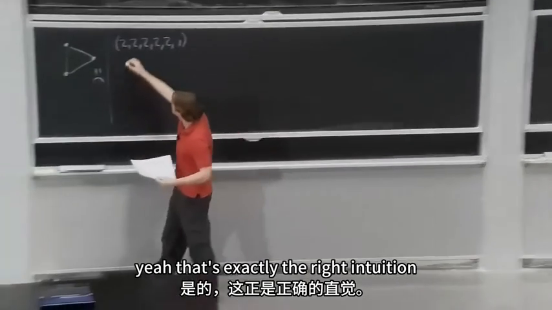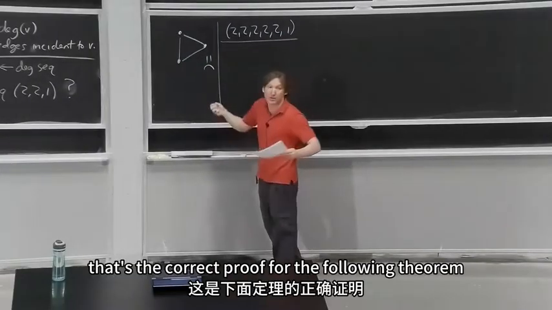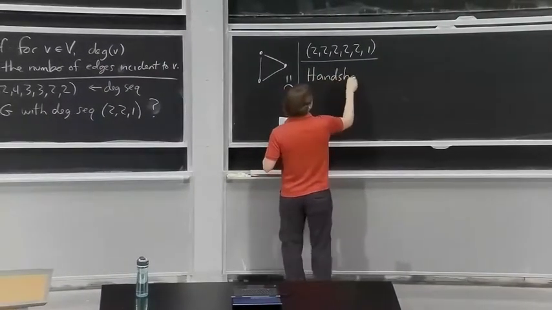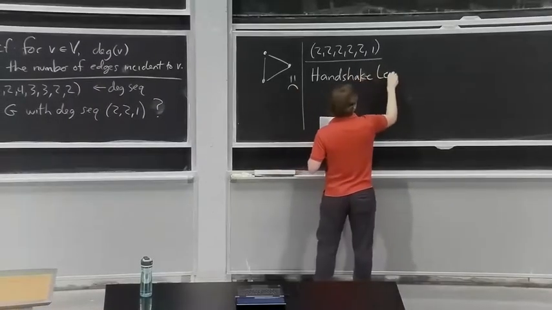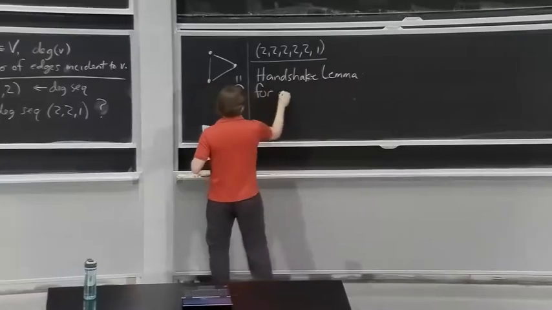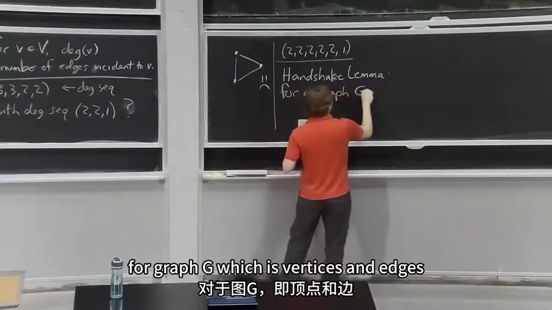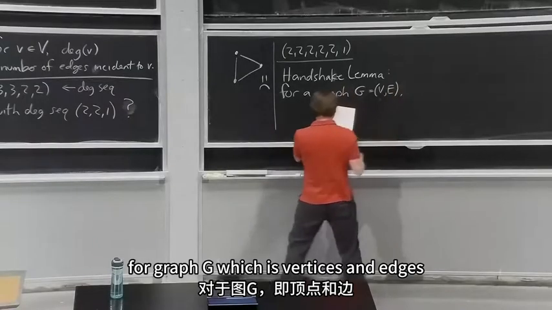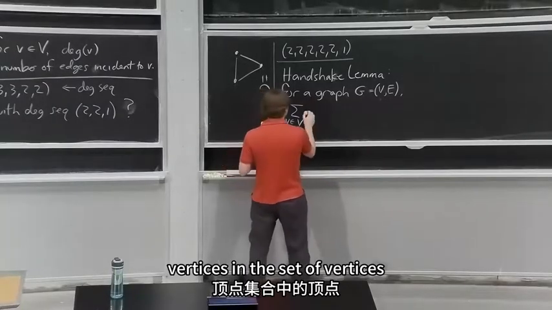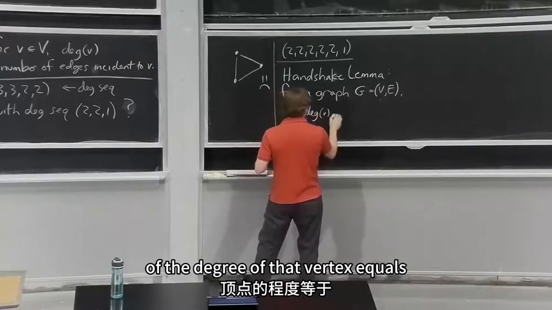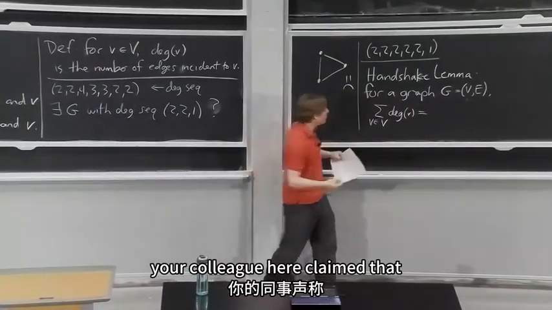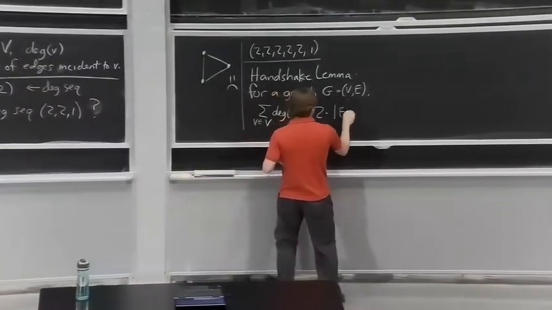Yeah, that's exactly the right intuition for the following theorem. In fact, that's the correct proof for the following theorem. We've got the handshake lemma. For graph G, which is vertices and edges, we have the sum over vertices in the set of vertices of the degree of that vertex equals, so if you take all the degrees and add them all up, your colleague here claimed that what you're going to get is 2 times the number of edges.